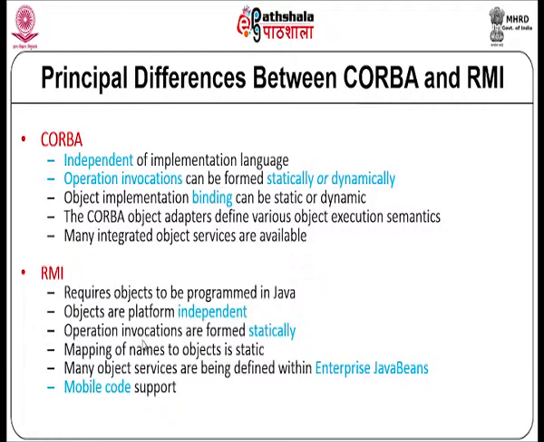And we can see that CORBA makes use of object adapters that define the various object execution semantics, whereas here all the object services are defined within Enterprise Java Beans. In CORBA we have many integrated object services, but RMI also supports many object services, which are all written as Enterprise Java Beans, and Java RMI also supports mobile code.